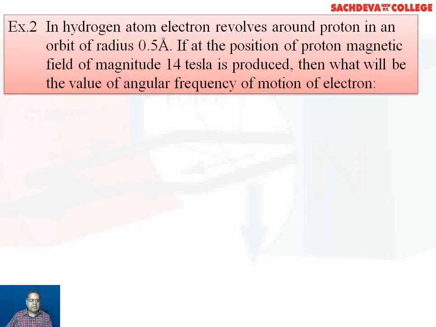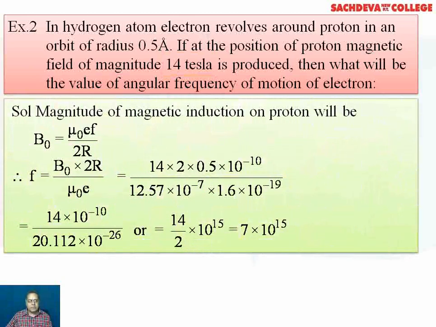energy. Second example: in a hydrogen atom, an electron revolves around the proton in an orbit of radius 0.5 angstrom unit. If at the position of the proton, a magnetic field of magnitude 14 Tesla is produced, then what will be the value of angular frequency of the motion of the electron?